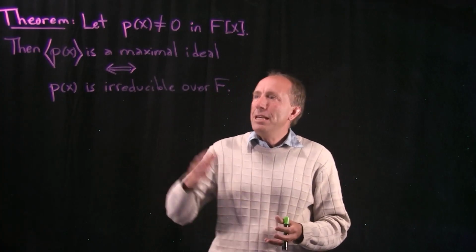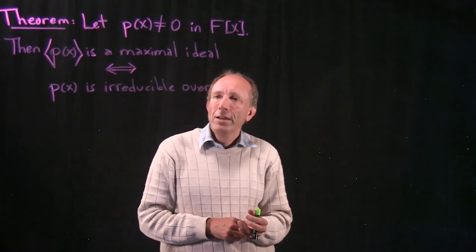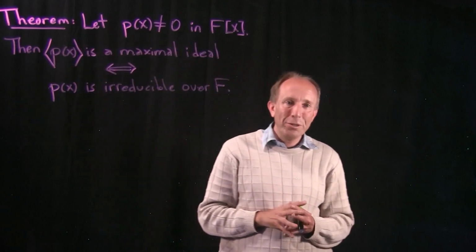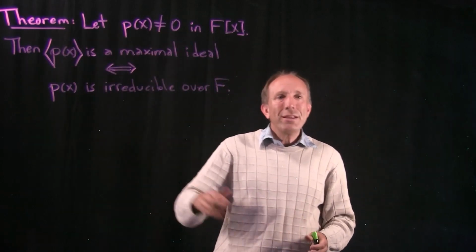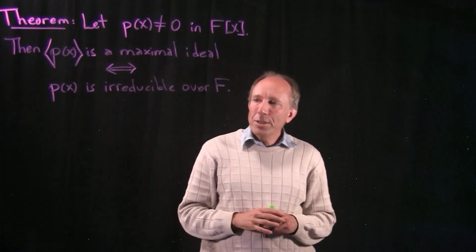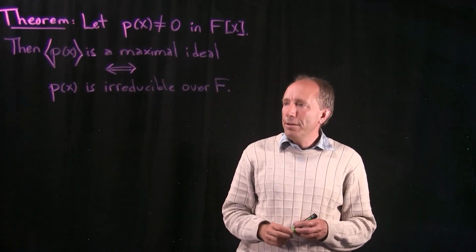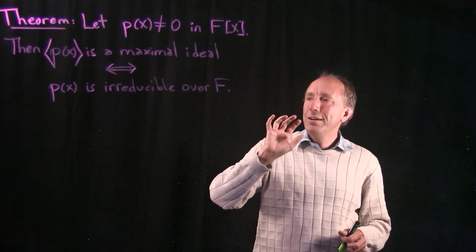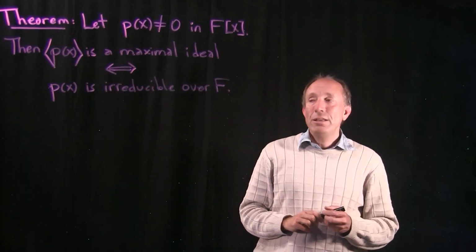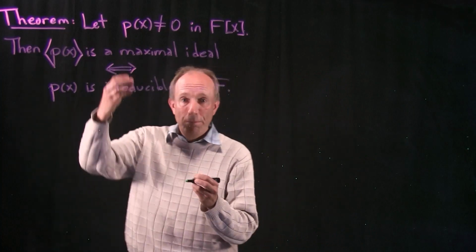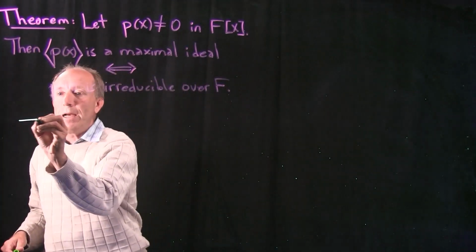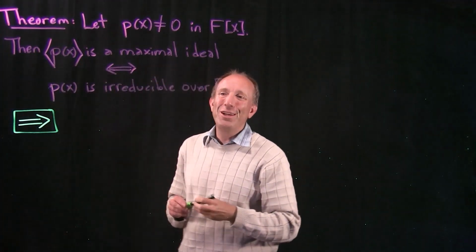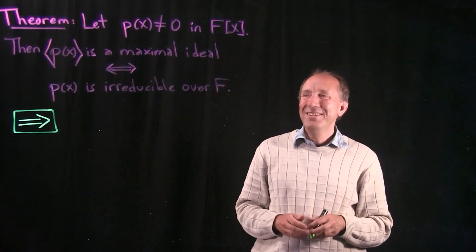I'm going to call it p of x in this theorem. And we're going to assume that p of x is any non-zero polynomial. It turns out that that principal ideal will be maximal if and only if p of x is irreducible over F. In order to prove this, I have to go both forwards and backwards with my proof. And I'm going to do both directions by contrapositive.